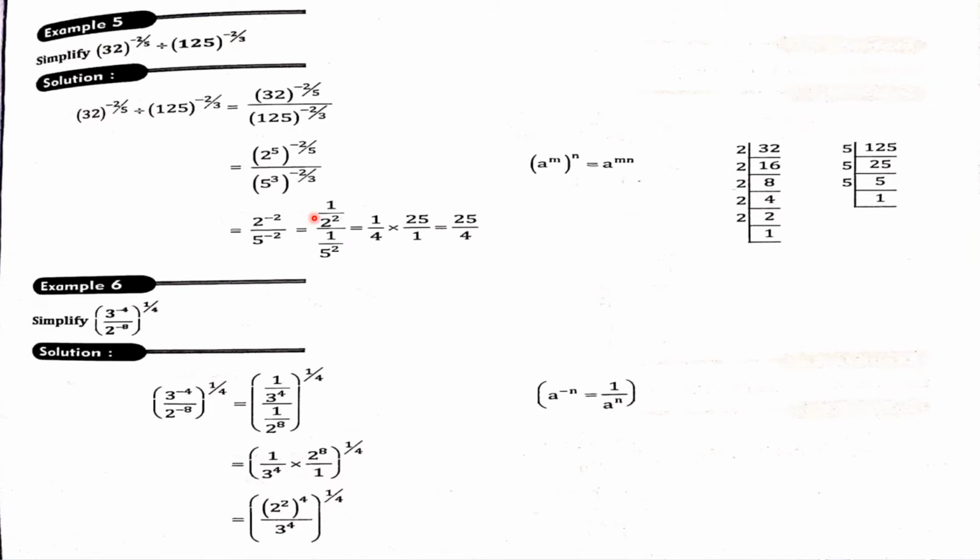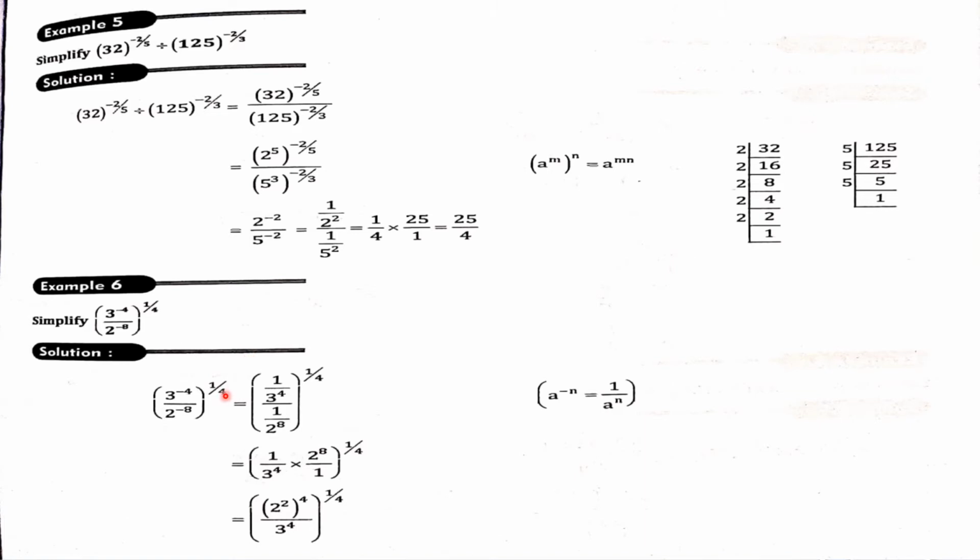So this can be written in the form 1 divided by 2 square, 1 divided by 5 square. So 1 divided by 2 square is nothing but 1 by 4 into. So instead of writing 1 by 25, this should be written as into 25 by 1. So 25 divided by 4 is your answer. Next problem.